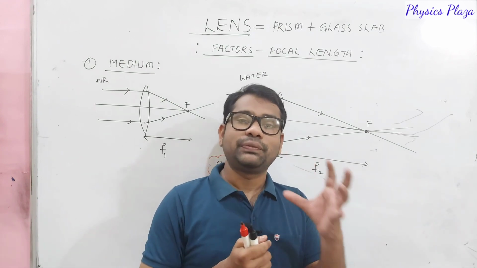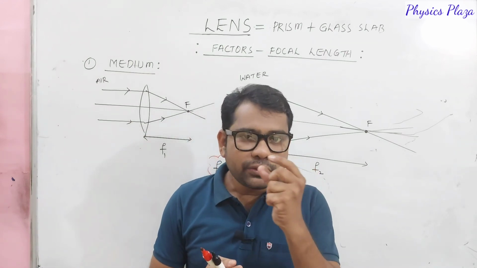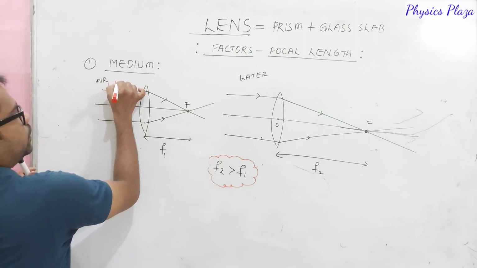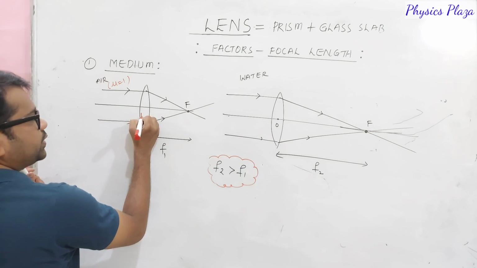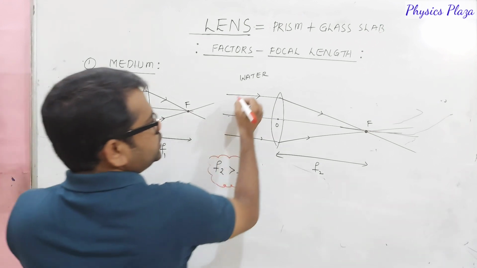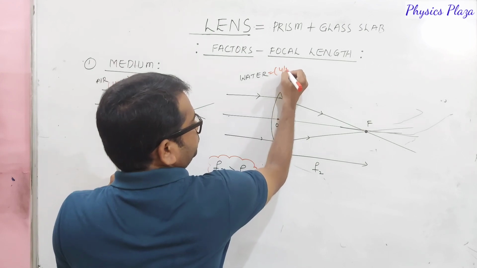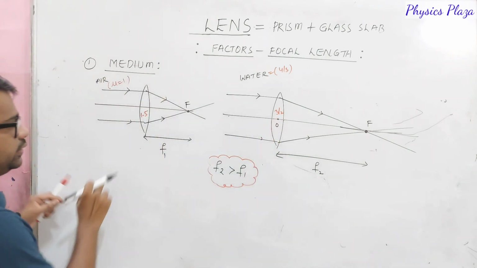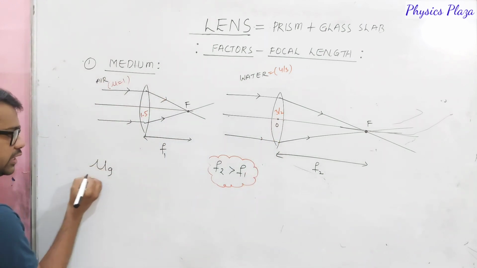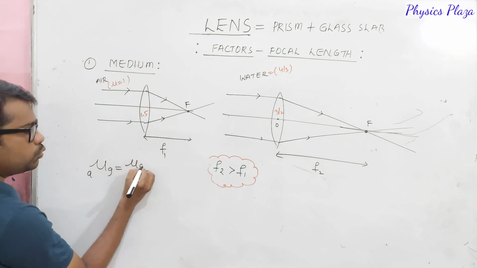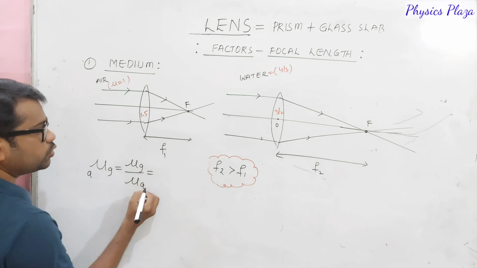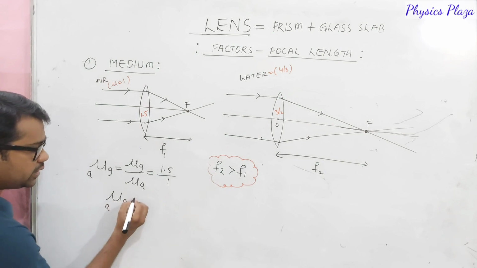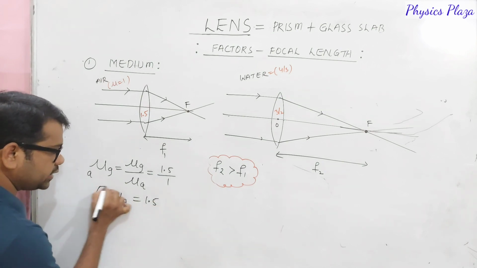Children, for this we need to understand the relative refractive index. Look at it here. Air has a refractive index of 1. Glass has a refractive index of approximately 1.5. Water has a refractive index of 4/3, and again glass is 3/2. That is the relative refractive index. In this case, the refractive index of glass with respect to air can be written as mu g by mu a, and this is 1.5/1. So the refractive index of glass with respect to air is 1.5.